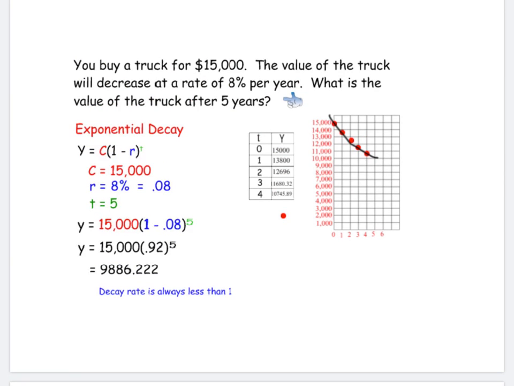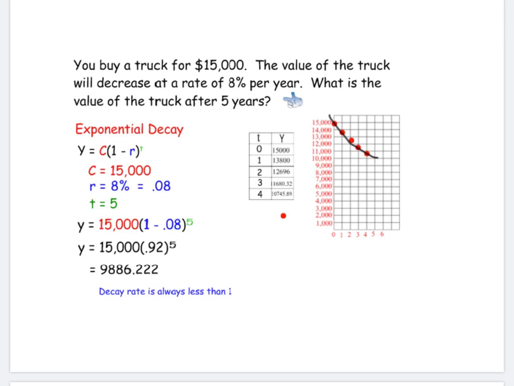Okay, so this situation says you buy a truck for $15,000. The value of the truck will decrease at a rate of 8% per year. What is the value of the truck after 5 years? So the exponential decay function, we still have the y equals c times 1, but since it's decay, it's minus r to the t power. And if we identify what we're looking at, our c, the initial value of the truck, was 15,000. The rate is 8%.